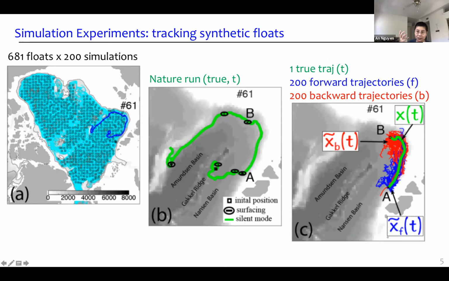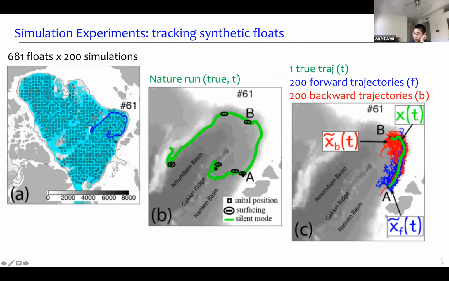So the experiment looks like this, where we seed the Arctic thoroughly with floats, because we want to understand the statistics of the error, and that's why you put a lot of floats in. For each float, we have 200 simulations. So this is an example of one of the true trajectories, from the nature run, of one float over the lifetime of Argo.